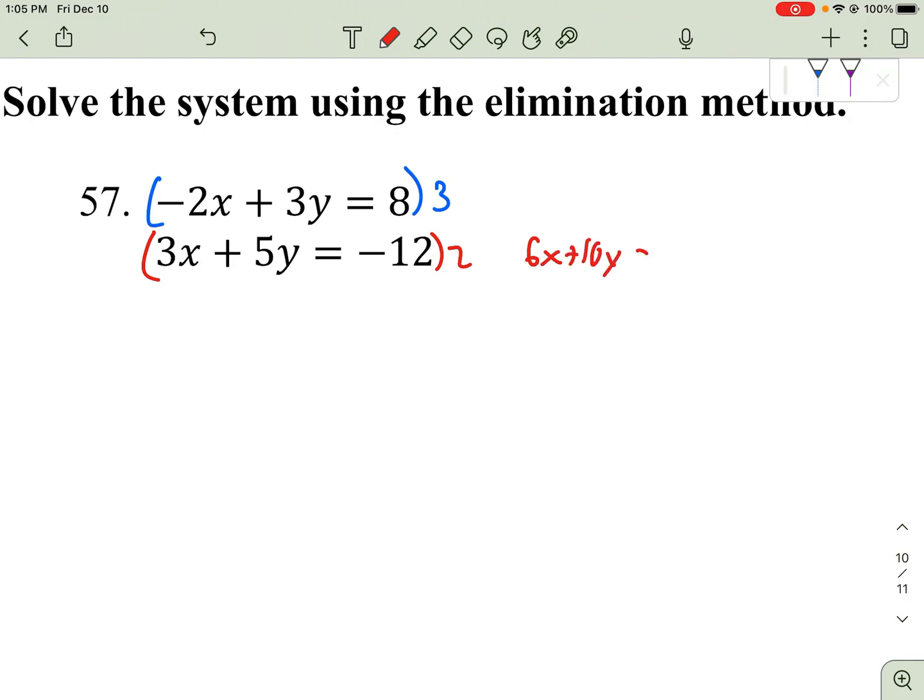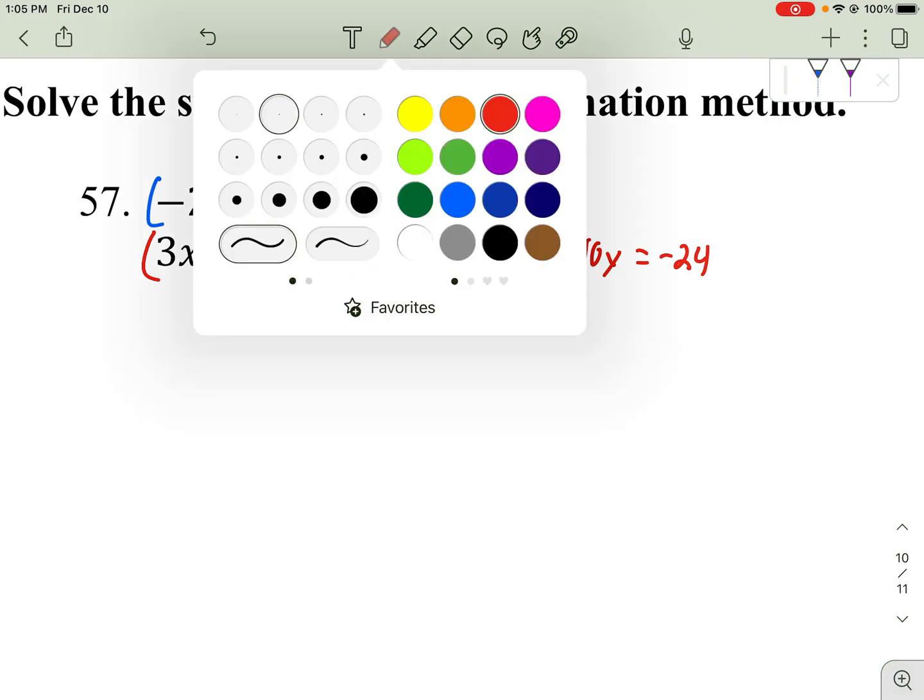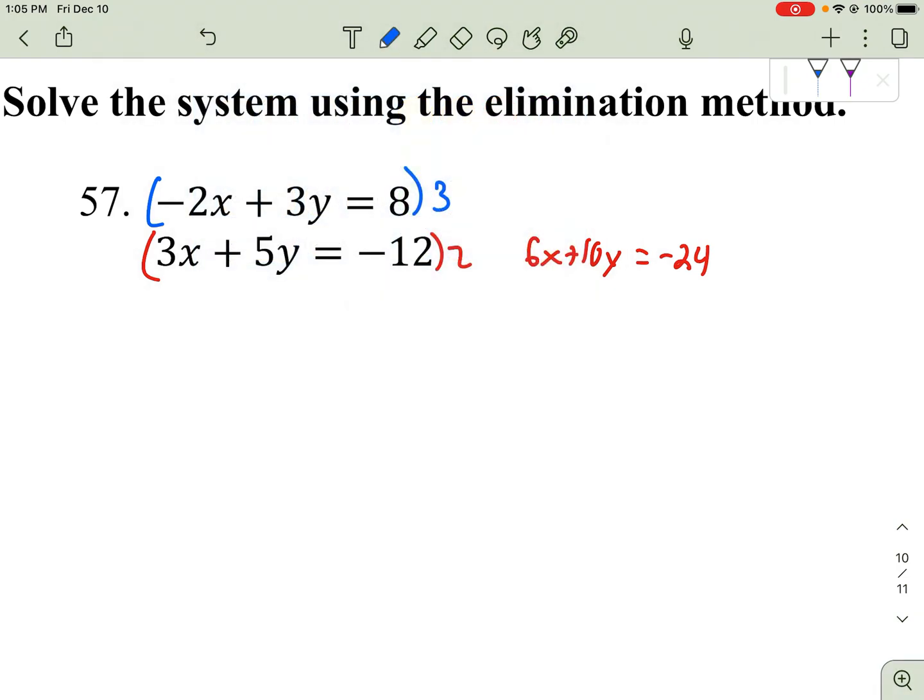to get 6x plus 10y equals negative 24. Make sure you multiply this number also. That's a common mistake. Students forget to do that. And then the top equation becomes negative 6x plus 9y equals 24.